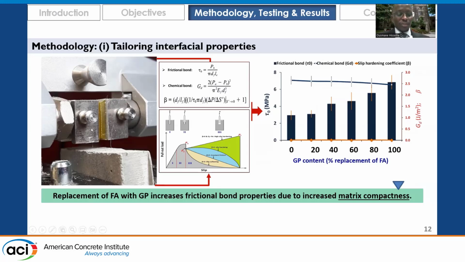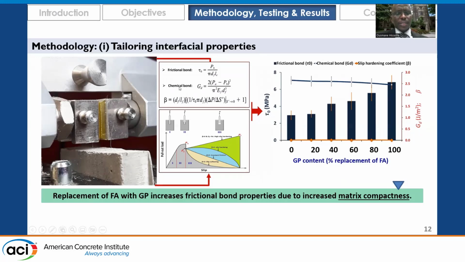Pulling out the fiber, of course, we have 2 fibers per piece here, such that if this one fails, we could still pull this fiber out. For every mixture we have almost 10 tests to ensure repeatability. So we have the frictional bond, which is calculated by this formula: the applied load over the embedment length times the embedment area.